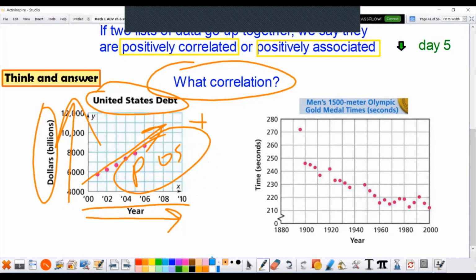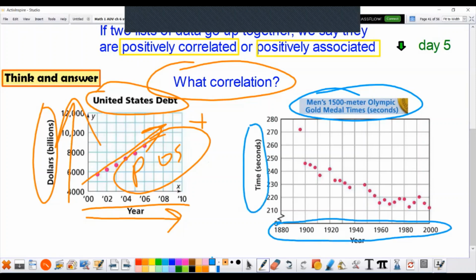The men's 1500 meter Olympic gold medal times. Now it doesn't say what they're doing. Are they running? Are they swimming? Maybe it's the 1,500-meter crawl. Okay, here's the years, and here's the time in seconds it took to win the race. And what do you notice? Well, it seems to be going down. As the years go by, more and more years, but less and less time.